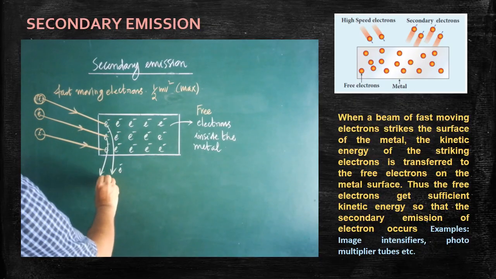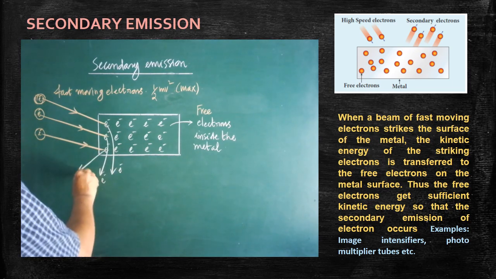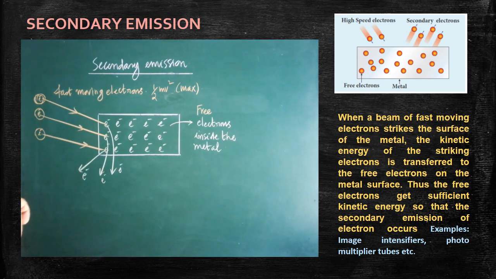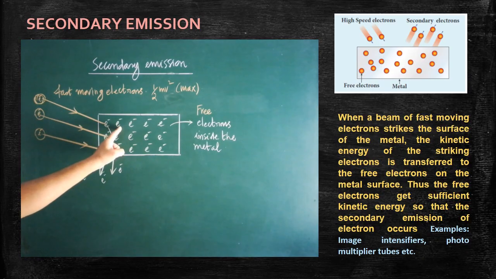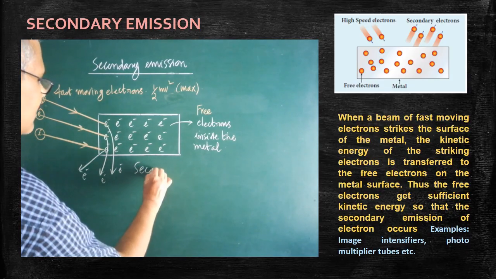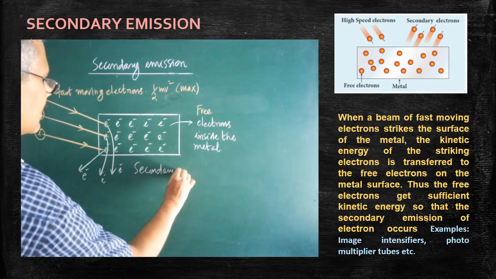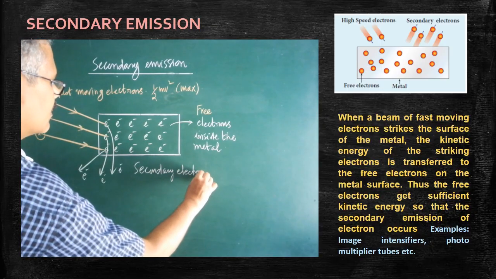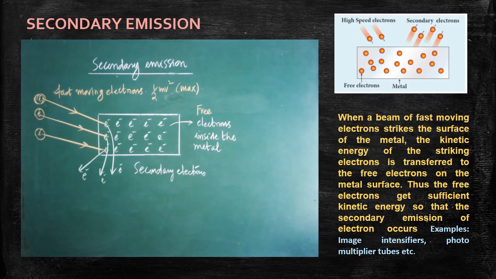Are you clear? These electrons are called secondary electrons. Actually, these fast moving electrons are capable of removing these electrons, which were previously at rest, because they have sufficient energy, a tremendous amount of energy. So the energy is transferred here. That's why these electrons are called secondary electrons, and that's why this emission is called secondary emission.